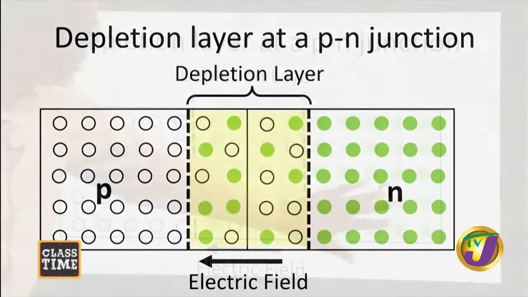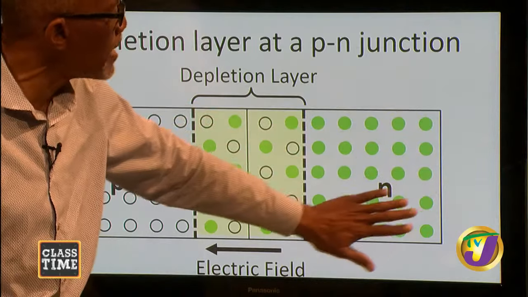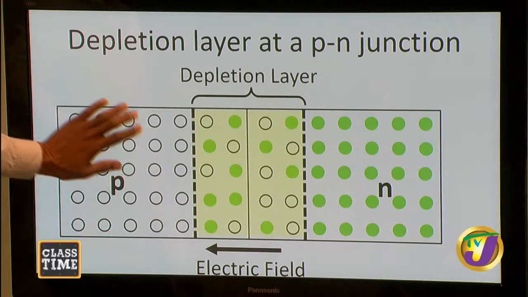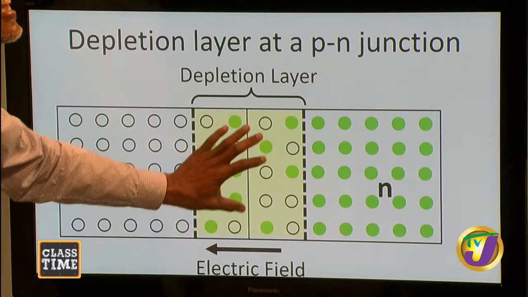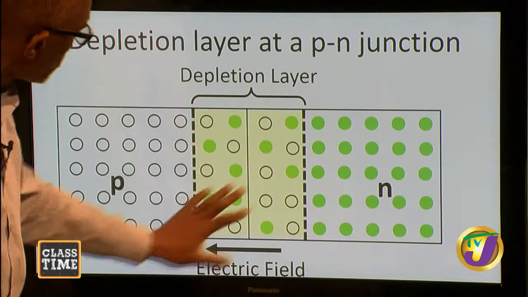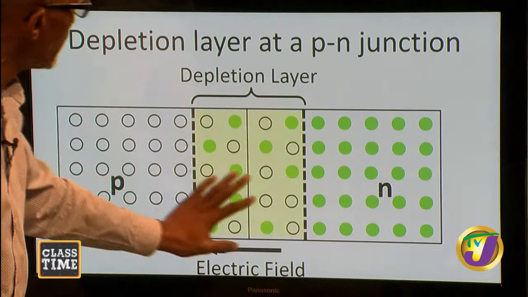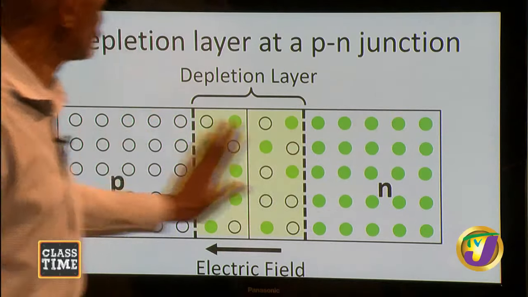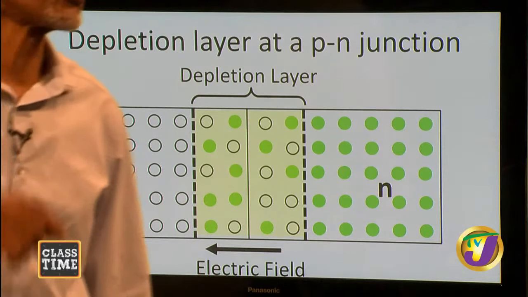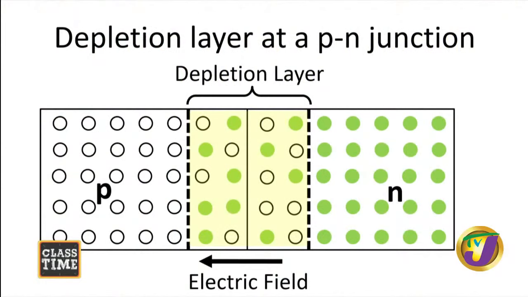If you notice, the electron density outside of the depletion layer and the hole density outside of the depletion layer is greater than in the depletion layer. Okay, so in the depletion layer, we have a sparser hole and electron density than we have on the outside. And that is why they use the word depletion. The amount of electrons and holes within that layer are depleted. They are lessened, all right? And so this electric field is what keeps these electrons in place.